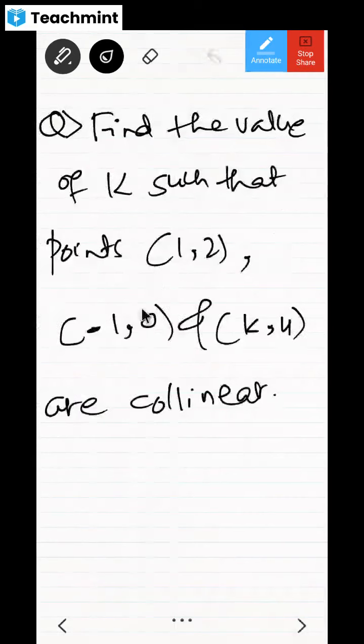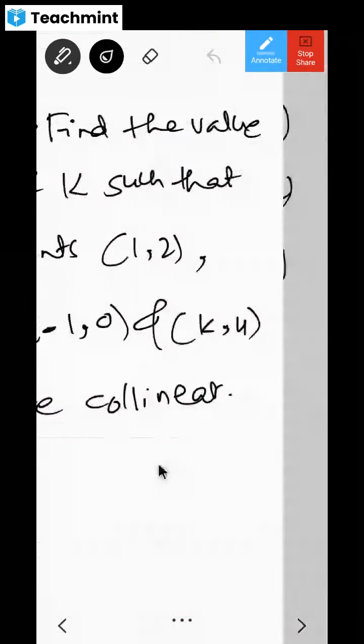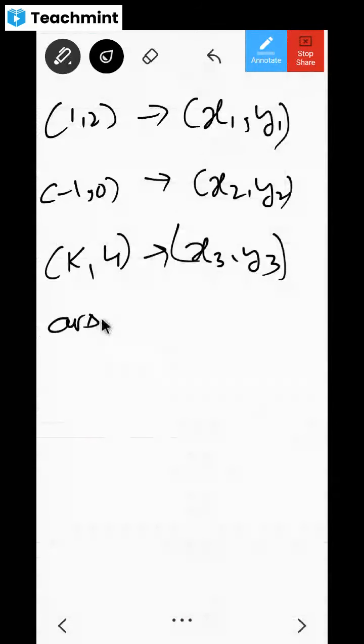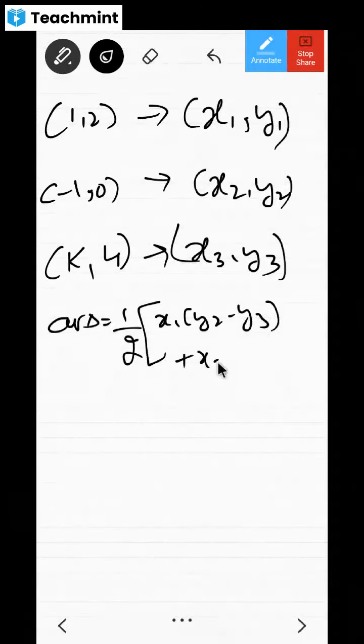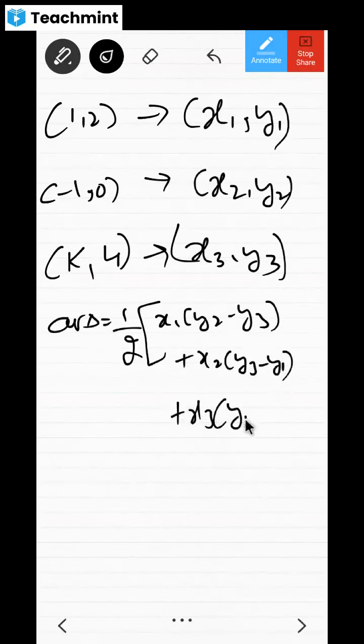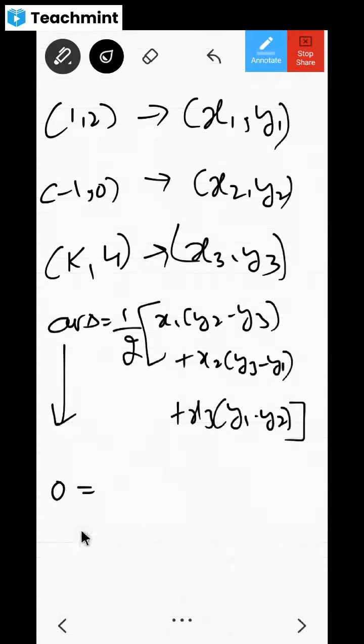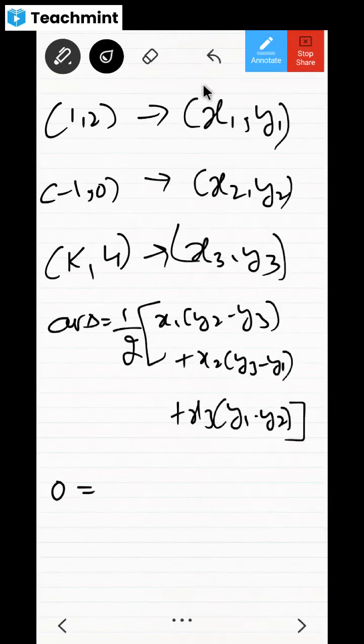Now I want these points to be collinear. Find the value of k such that these points are collinear means now what is the area of the triangle formed? Area of triangle formula you have already. You have that formula: 1 by 2 bracket x1 bracket y2 minus y3 plus x2 bracket y3 minus y1 plus x3 bracket y1 minus y2, then you close the bracket. Don't you think this area is zero, dear children? This area of the triangle is zero. Yes, sir. Why is it zero? Because I want those points to be collinear. That's why this area is zero.